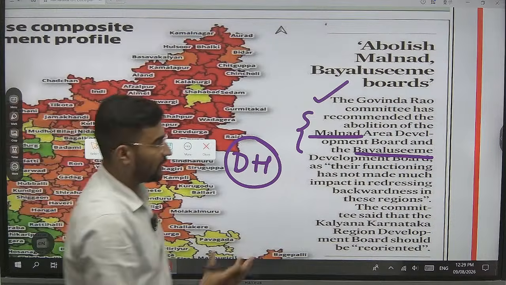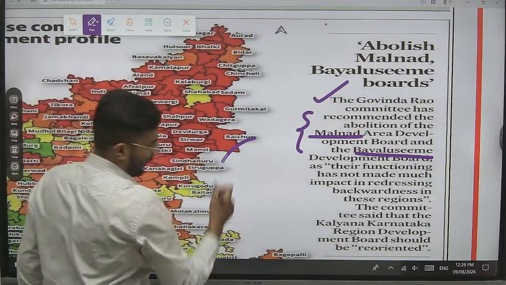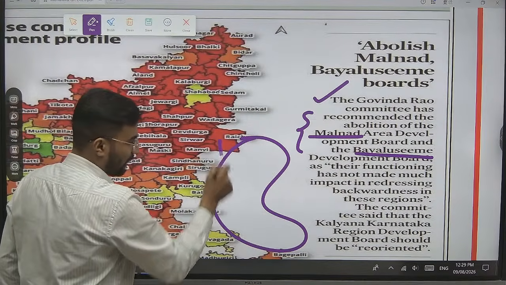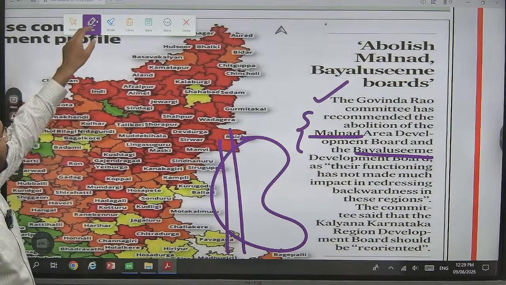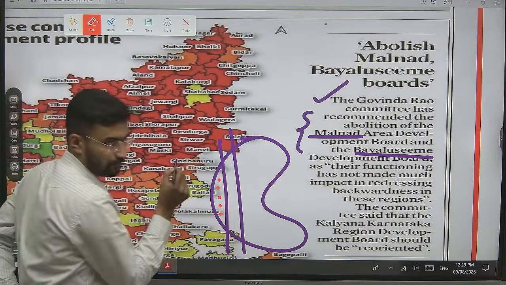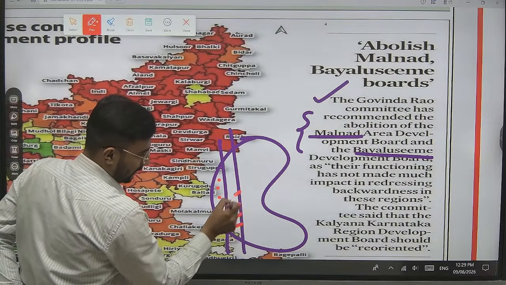And the second one, if you know the physiographic divisions: this is our Karnataka. This Karnataka is divided into 3 physiographic divisions. Which are they? One we call Karavali, the coastal regions. The second one we call the hills.